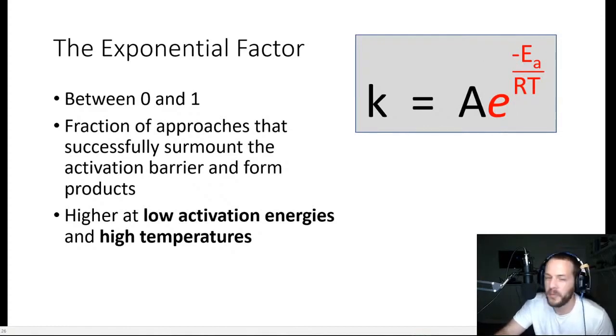So I really hope that wasn't so confusing. I know it could be confusing. It kind of confused me. I had to read it a couple of times back in the day before I understood what was going on. But the main ideas here are that the exponential factor is between 0 and 1. It represents the fraction of the approaches to the activation barrier that successfully surmount the activation barrier, resulting in the formation of products. And the exponential factor is higher when the activation energy is low and when the temperature is high.